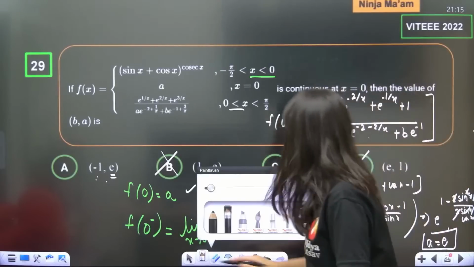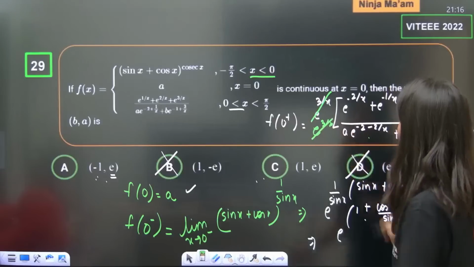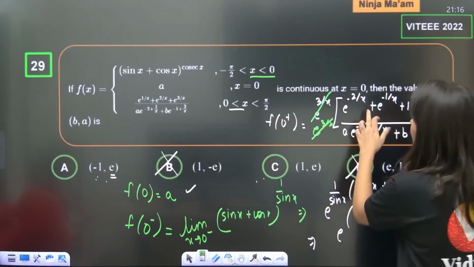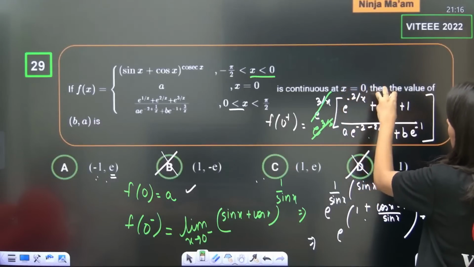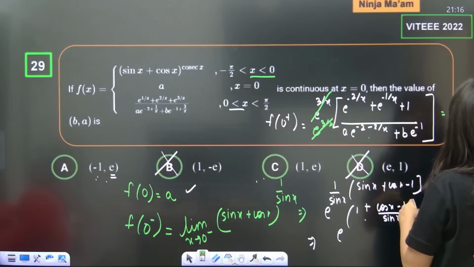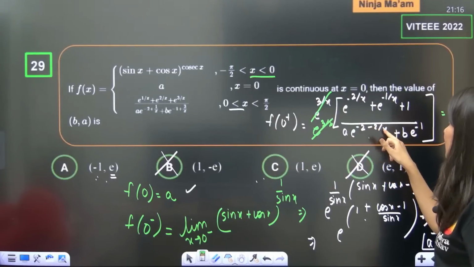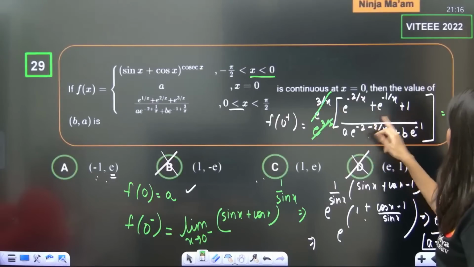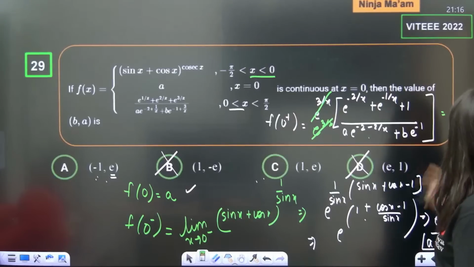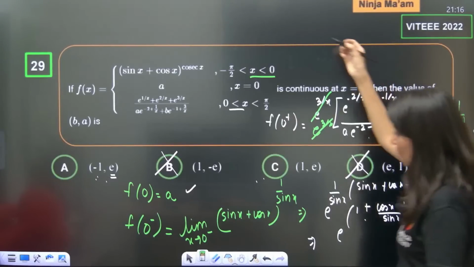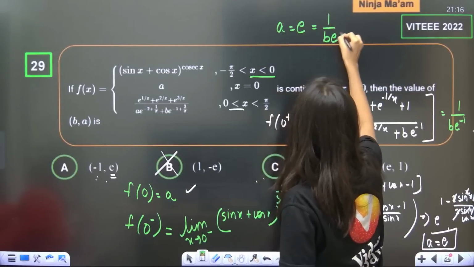Yes, now you start putting the value. See, this is gone, no? E power 3 by x from numerator and denominator. Now if you put x equals to 0 positive, e power minus infinity is 0, e power minus infinity is 0. So this is 1 upon... what about this? If you put infinity over here, again e power minus, this is also gone and this is b e minus 1. This is 1 upon b e minus 1. See, so what is coming? A is equals to e is equals to 1 upon b e power minus 1.